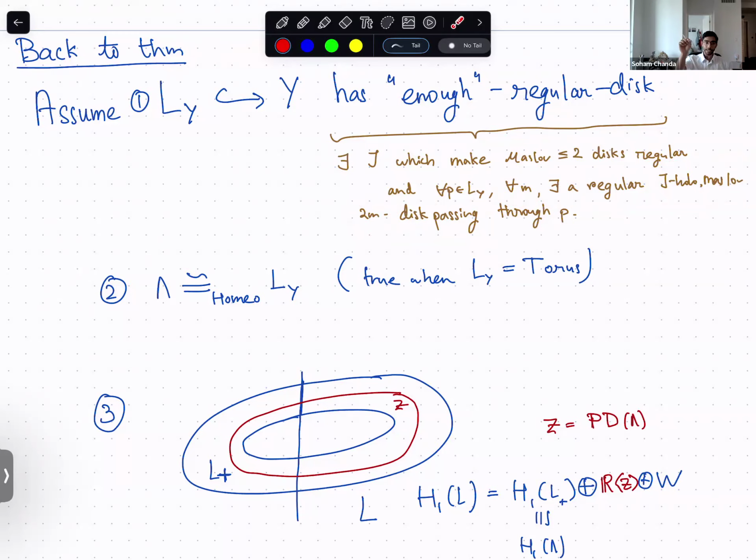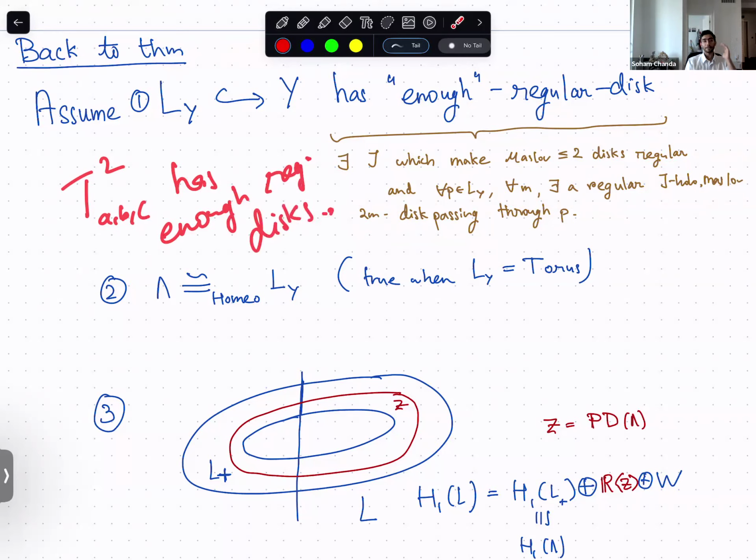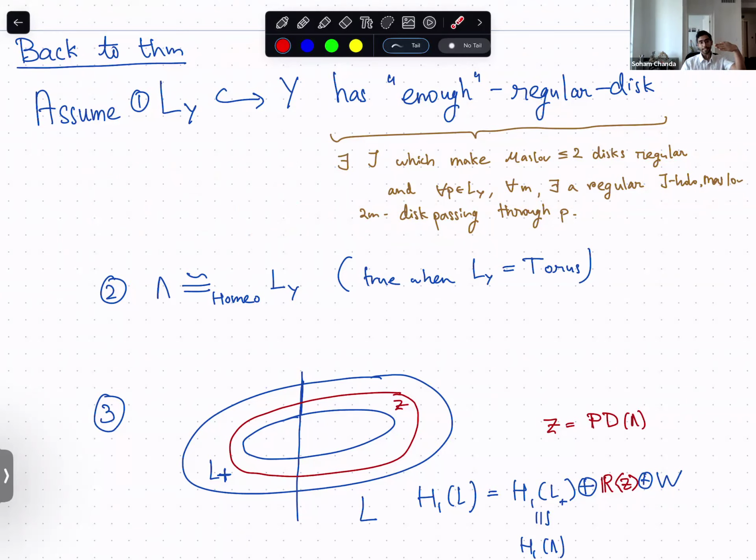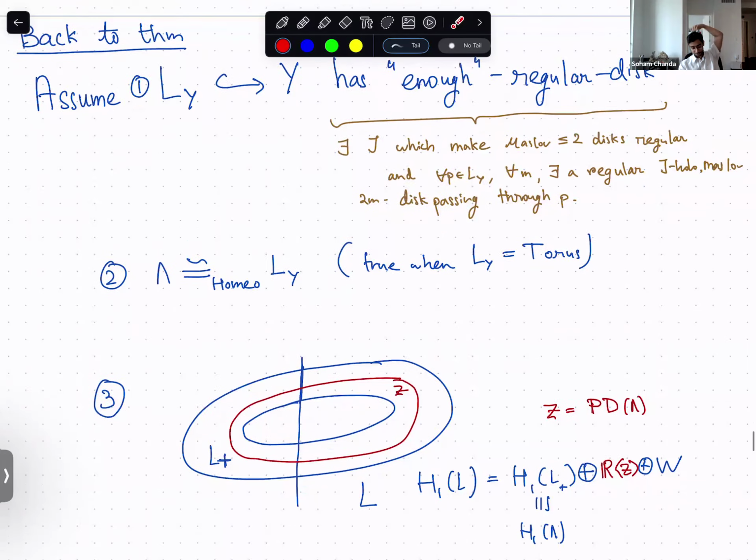I'm saying give me a point, give me any Maslov number, then there will be a regular disk passing through it. The good thing is that T squared ABC has enough regular disks, so I can apply my theorem. And you can also see that if you have regular disks, then every Biran lift will have regular disks. So you can keep on showing that the Biran lifts also satisfy this property.